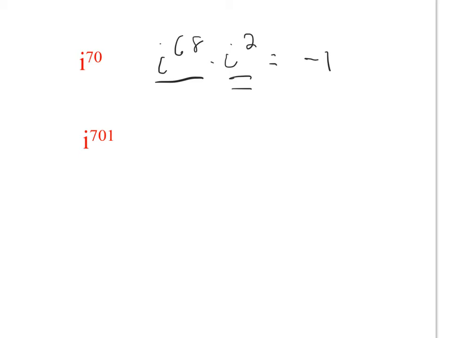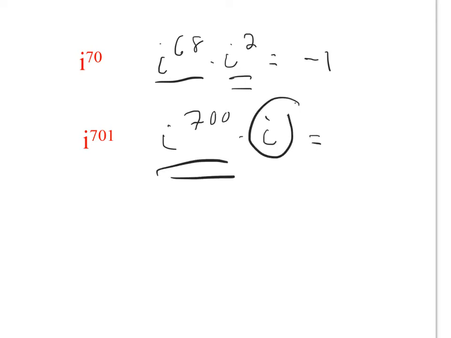And I to the 701st, well, the biggest multiple of 4 in 701 is 700. So this is I to the 700 times I to the first. This, of course, is just 1. This is I to the first. I lost my 1 there. So that is equal to I.